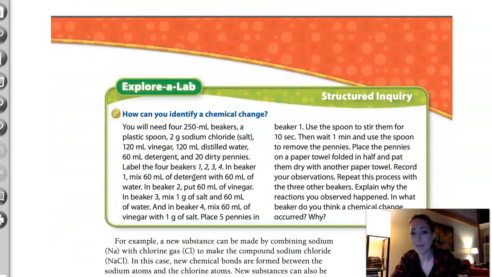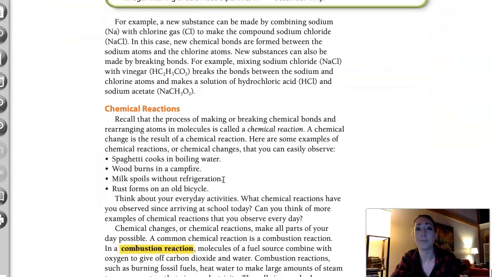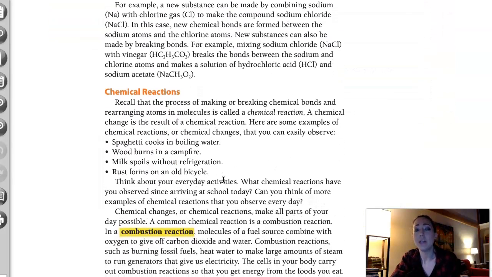Okay, so here's the lab that we did with the pennies, right? Remember that? So, for example, a new substance can be made by combining sodium, Na, with chlorine gas, Cl, to make the compound sodium chloride, NaCl. In this case, new chemical bonds are formed between the sodium atoms and the chlorine atoms. New substances can also be formed by breaking bonds. For example, mixing sodium chloride with vinegar breaks the bonds between the sodium and chlorine atoms and makes a solution of hydrochloric acid and sodium acetate.